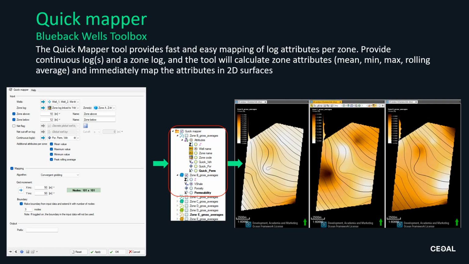Welcome to this short video where we will have a look at the Quick Mapper, which is a tool from the Blueback Wells Toolbox. The Quick Mapper is a tool that with very few mouse clicks allows you to calculate well log attributes per zones per well and immediately populate those attributes out in 2D grids. This allows for fast scanning of lateral well log attribute trends. So let's have a look at it in Petrel.